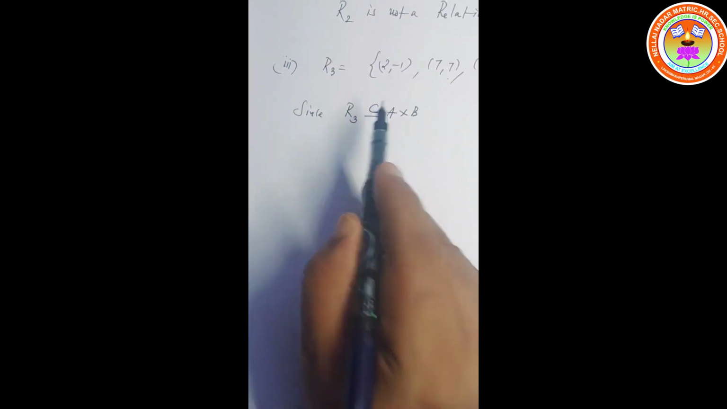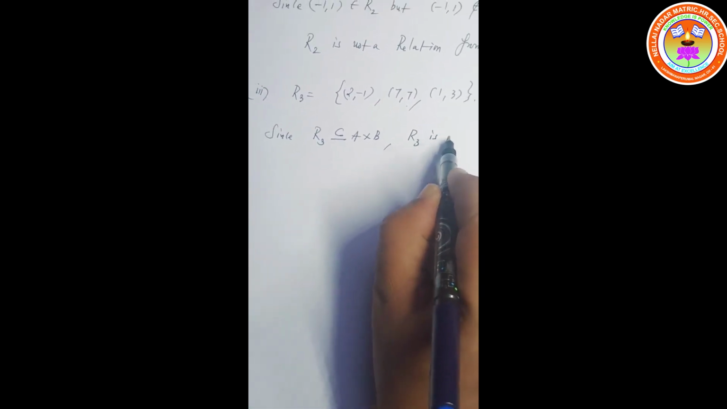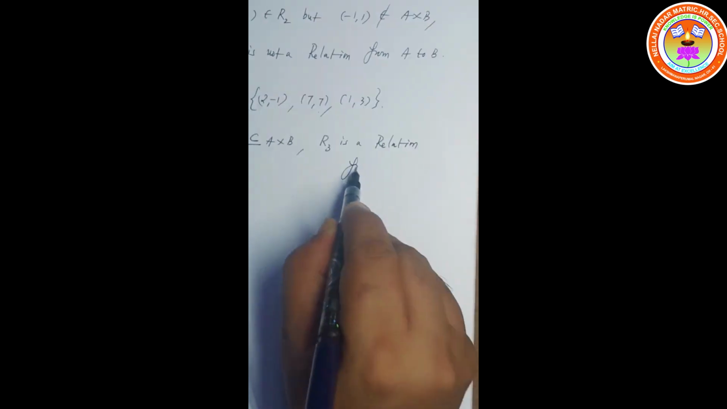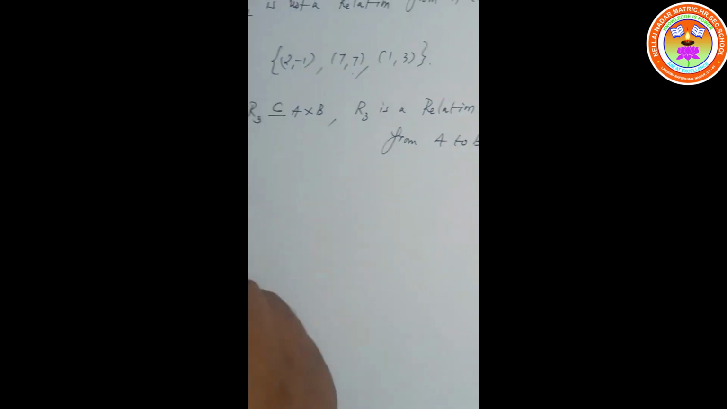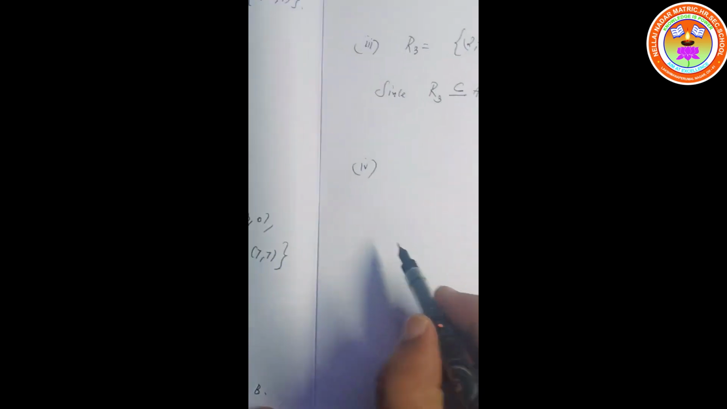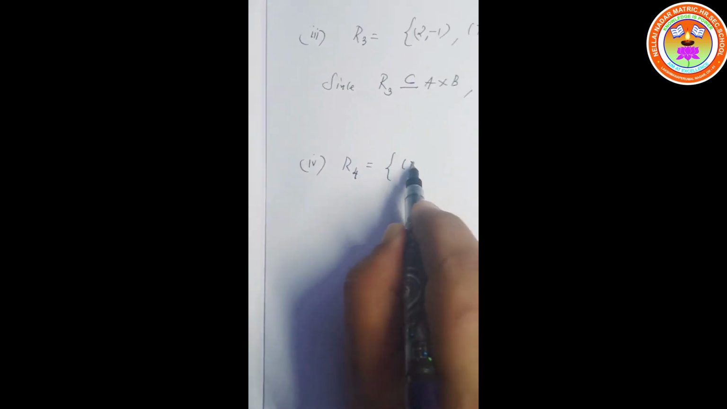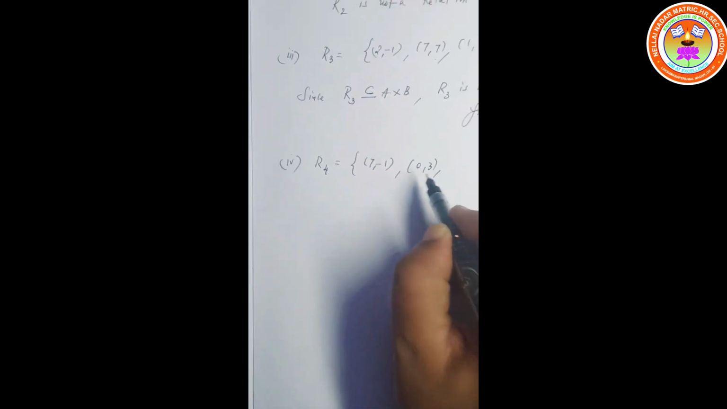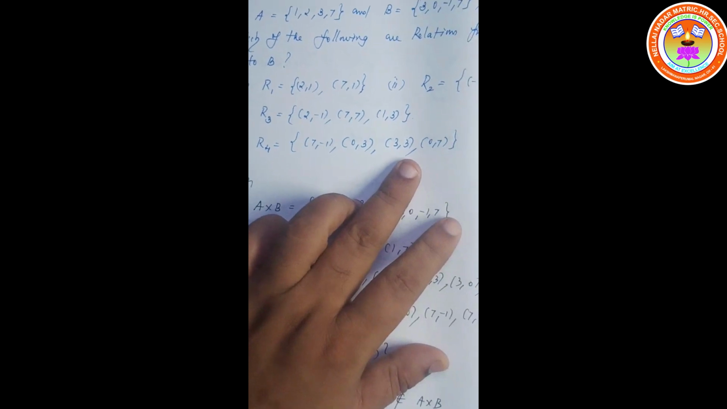It is a symbol for subset. A cross B, R3 is a relation from A to B. Subdivision number 4: R4 equals {(7, -1), (0, 3), (3, 3), (0, 7)}.